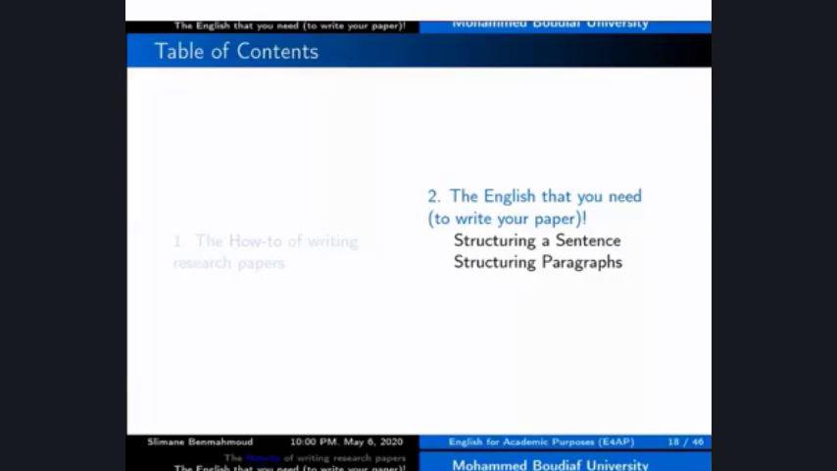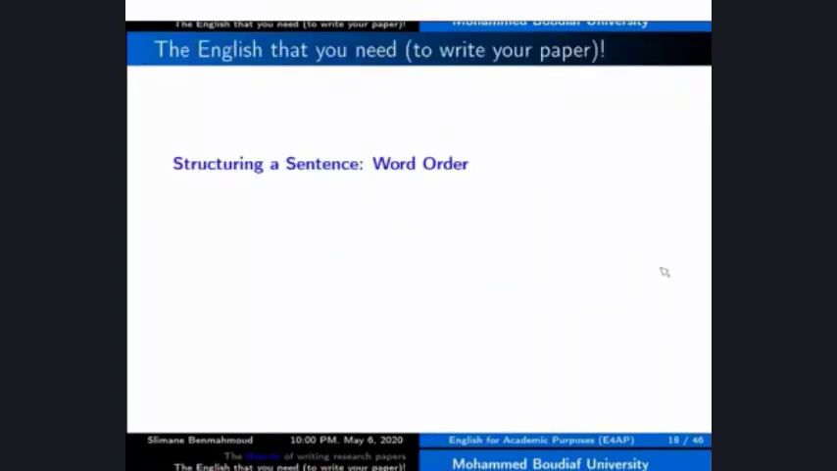Okay. The second part will deal with the main title of this session, which is the English that you need to write your paper. This section will have two parts. The first one that we are going to deal with today is how to structure a given sentence. And the second part, which is structuring a paragraph, we are not going to deal with this time. Maybe next time, inshallah. Okay, let's start.